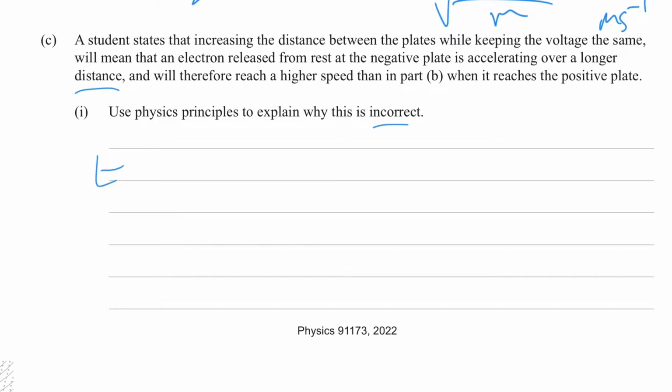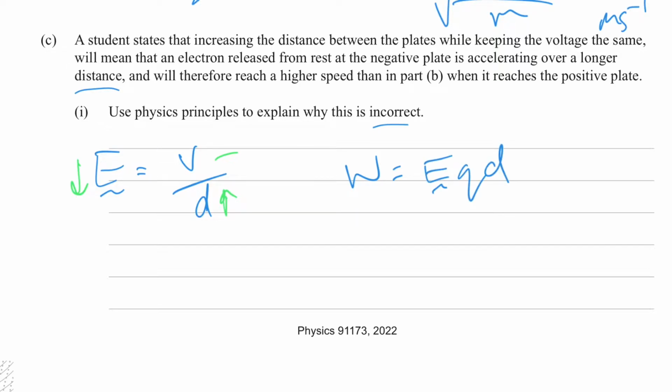So you can go back to your calculations above and say the electric field strength is the voltage over the distance between. If your distance has increased, for the same voltage, your electric field strength is going to decrease. And that has a flow-on effect to the calculation above with the work done. Work done being EQD with your electric field strength now having dropped. That will drop, the charge stays the same, and your distance has increased.